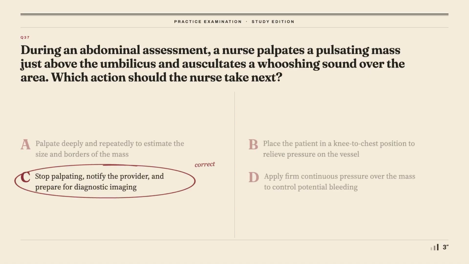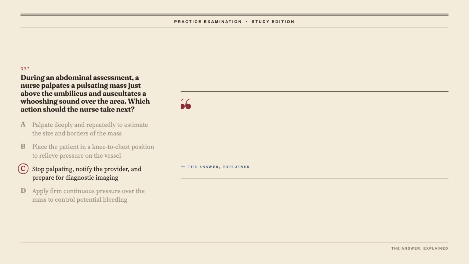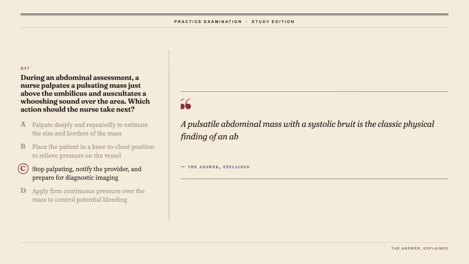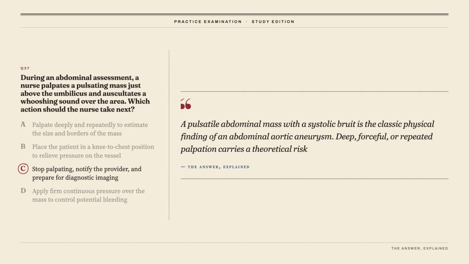The correct answer is C. Stop palpating, notify the provider, and prepare for diagnostic imaging. C is correct because a pulsatile abdominal mass with a systolic bruit is the classic physical finding of an abdominal aortic aneurysm. Deep, forceful, or repeated palpation carries a theoretical risk of precipitating rupture and adds nothing once the finding is documented. The appropriate next step is provider notification and imaging, usually ultrasound.